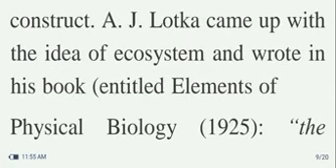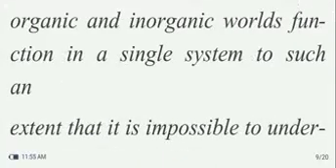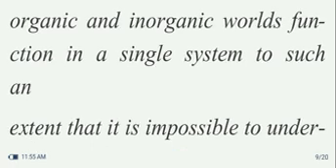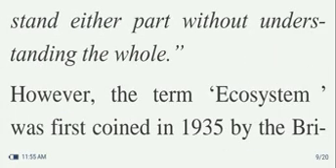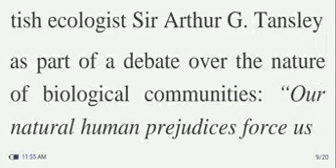A.J. Lotka came up with the idea of ecosystem en route in his book entitled Elements of Physical Biology. The organic and inorganic worlds function in a single system to such an extent that it is impossible to understand either part without understanding the whole. However, the term ecosystem was first coined in 1935 by the British ecologist Arthur G. Tansley.